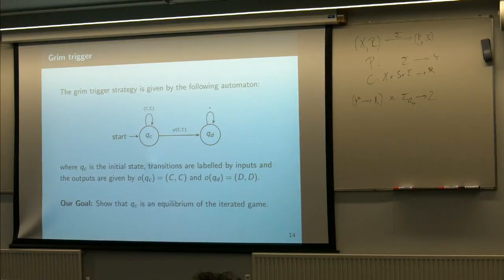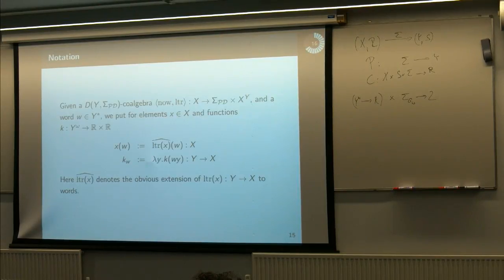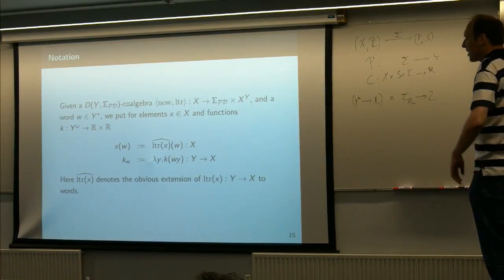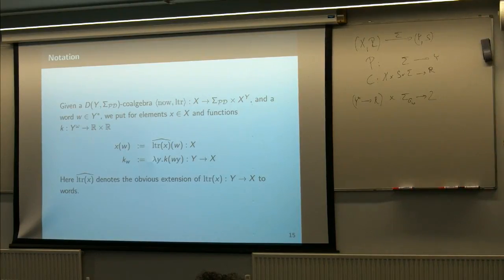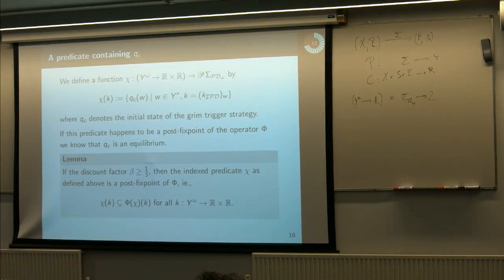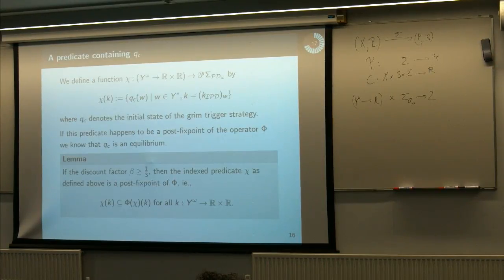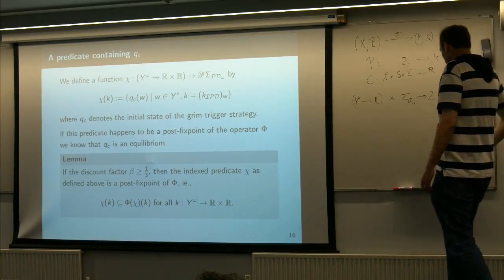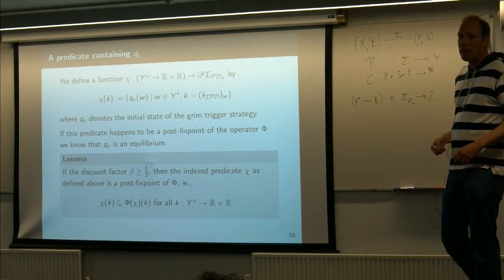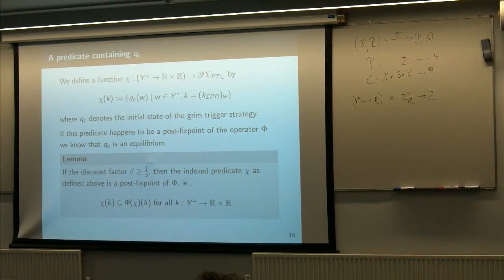Again, I'm going to only sketch it very briefly. Let me see how much of this notation we need in the second slide. So how do we prove this? We want to show that this is an equilibrium in the game we are given. The equilibrium of the iterated game was defined as the greatest fixed point of a monotone operator.